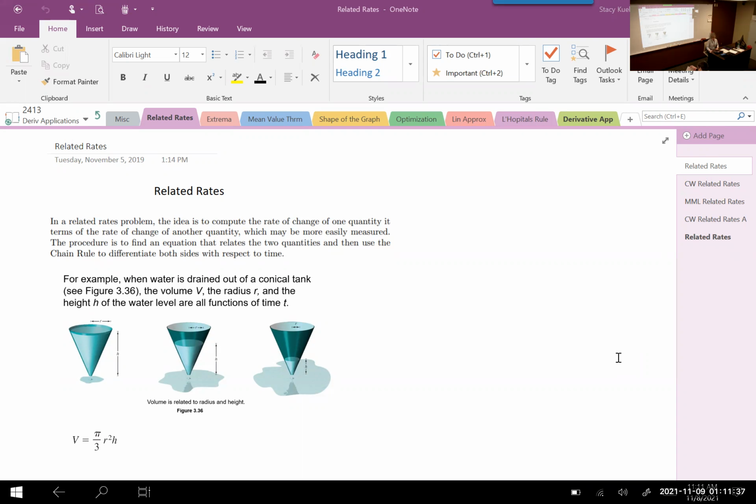Okay, so what we're going to talk about is these related rates. And it's basically, like I said, just applications of functions using derivatives.